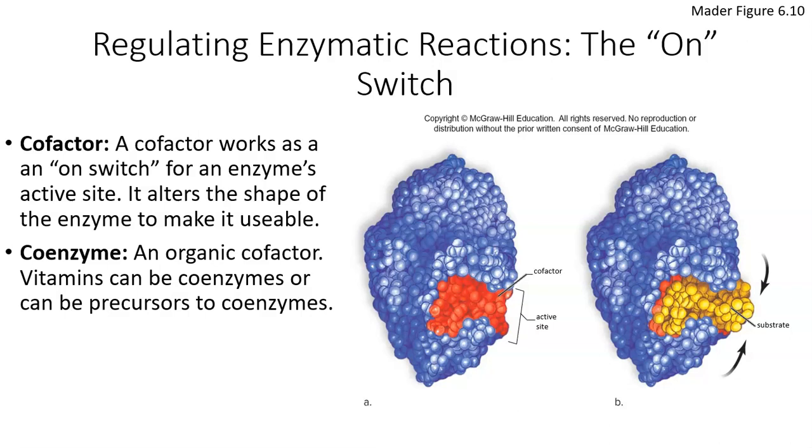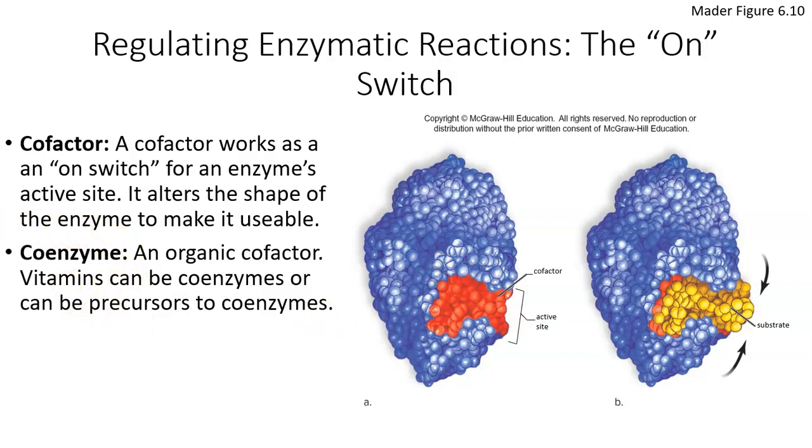Cofactors work as an on switch, or if you've ever seen something where you need two keys turning at the same time to get it to work, it's sort of the same idea. A cofactor makes the active site the right shape for your substrate. In other words, only in the presence of both the cofactor and the substrate will this enzyme do its job. It turns the enzyme on. The term cofactor can refer to any molecule that does this job, that basically makes the enzyme the right shape in order to work.